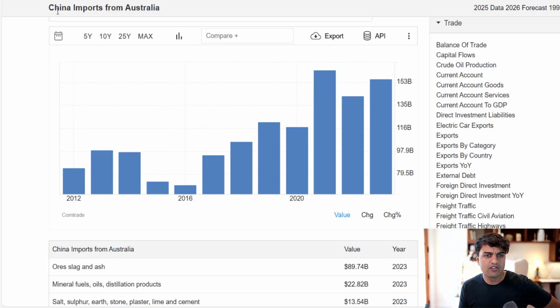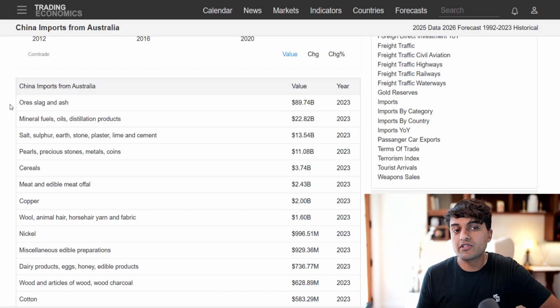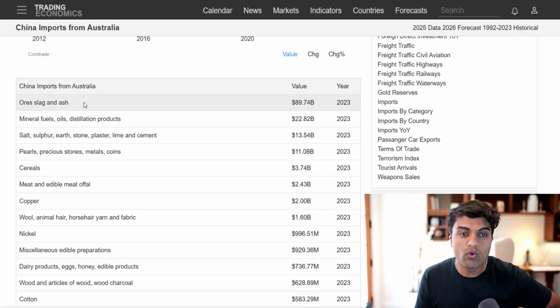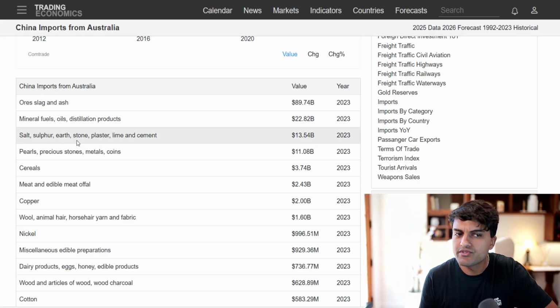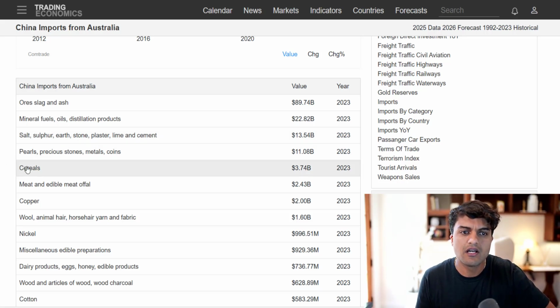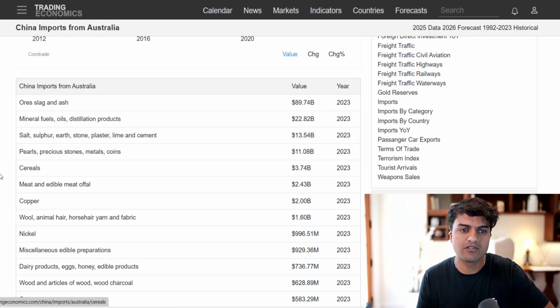According to Trading Economics, these are Chinese imports from Australia. Ever since 2017, they started going up, and now it's to the tune of $150 billion of Chinese imports from Australia. These are predominantly in the categories of ores and ash, so like iron ore, minerals, fuels, oils, salt, sulfur, earth, stone, plaster, pearls, precious stones, materials, cereals.